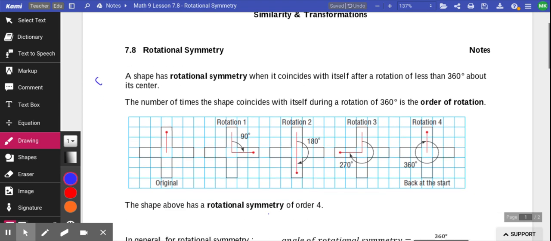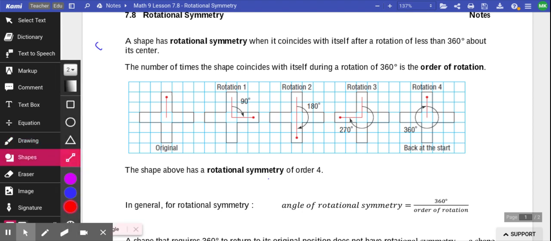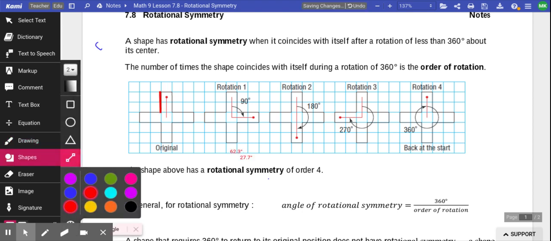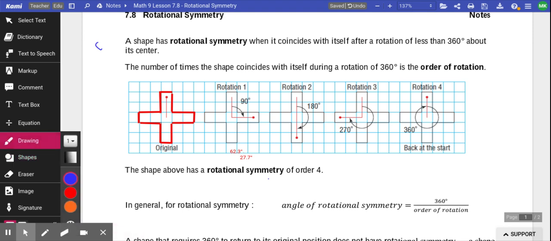All right, so for instance, if we just jump into this first example, we have this shape right here. It's a nice, simple cross. If we were to spin that thing, let's say 90 degrees, then it would actually look the exact same. If we spun it so that the top was now on the right side, the right side was now on the bottom, the bottom was now on the left side, and the left side was now on the top, the object would still look the exact same. That's what rotational symmetry is. It's how many times you could do that and it still looks the same.